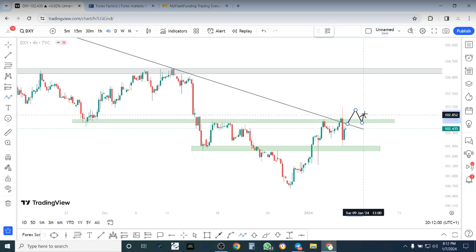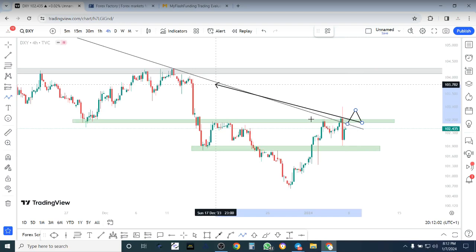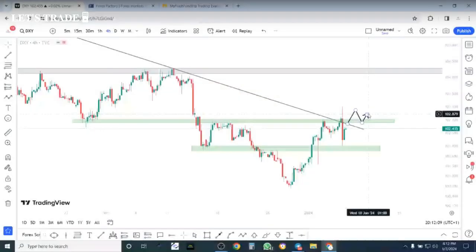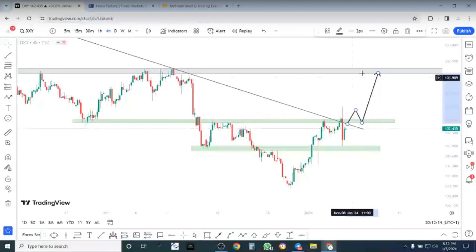So if price breaks and closes out of this trend line, comes back here for a retest, and I see a solid rejection, maybe around here like this, then I'll be expecting price to push to this next level, which is above here, which is around the 104 area here. All right, that's my first scenario.